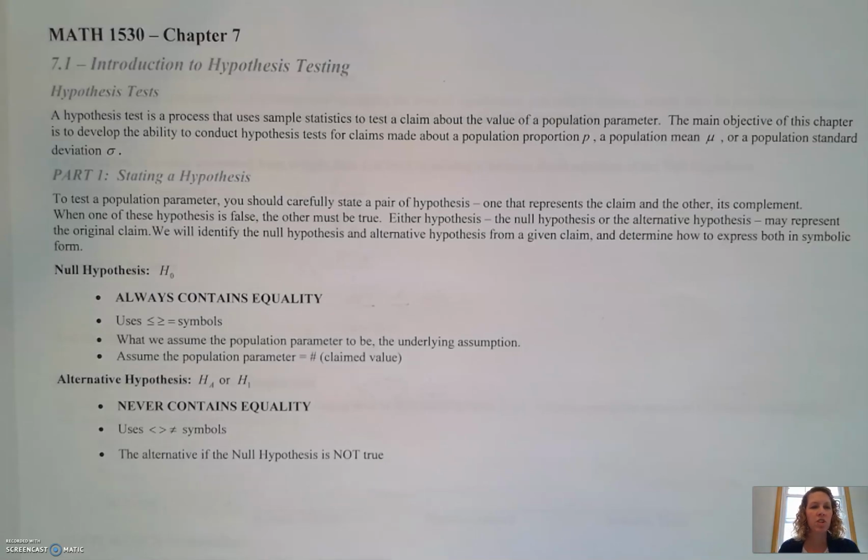Welcome to Introduction to Hypothesis Testing. Hypothesis testing is a process in which you collect sample statistics to test a claim about the value of a population statistic. The main objective of this chapter is to develop the ability to conduct hypothesis tests for claims about population proportions, population means, or population standard deviations.